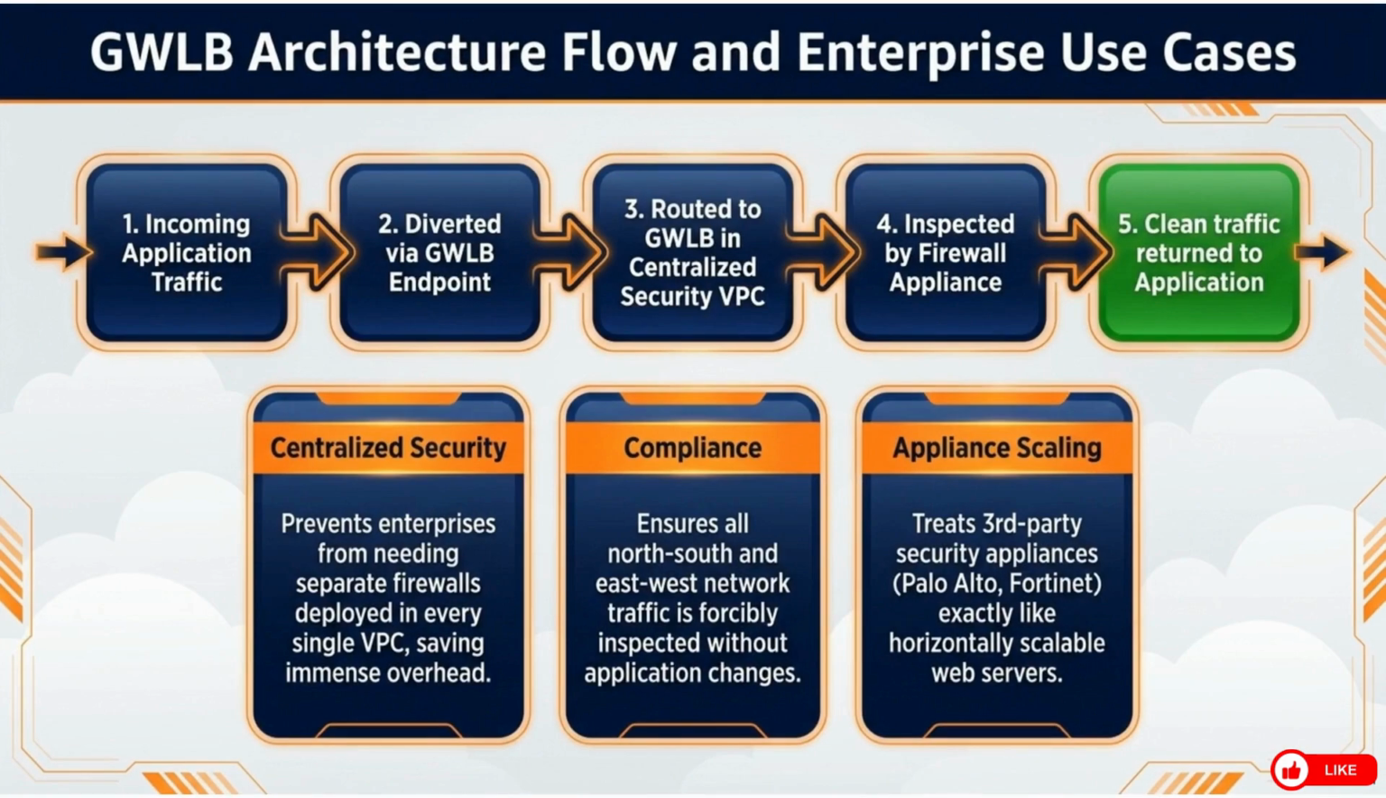Consider a large enterprise with hundreds of applications. The security team wants all traffic inspected for threat detection, malware analysis, compliance validation, intrusion prevention. Without GWLB, managing this becomes difficult. With GWLB, traffic enters the VPC. Traffic is redirected to security appliances. Appliances inspect packets. Clean traffic proceeds to applications. This creates a centralized security architecture. Common enterprise use cases include zero trust architectures, security hub integrations, compliance frameworks, large multi-account AWS environments.